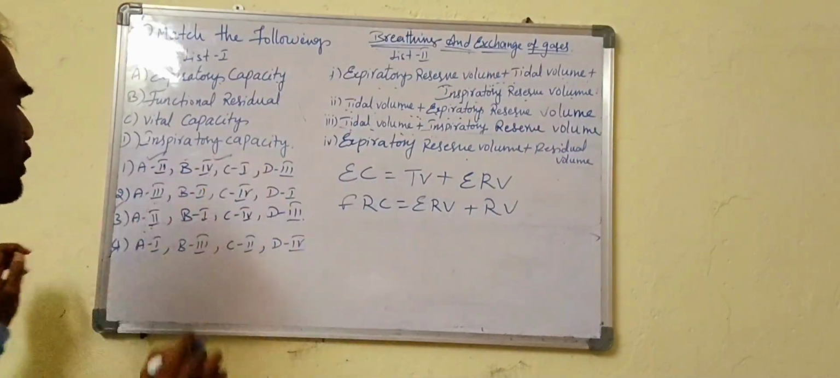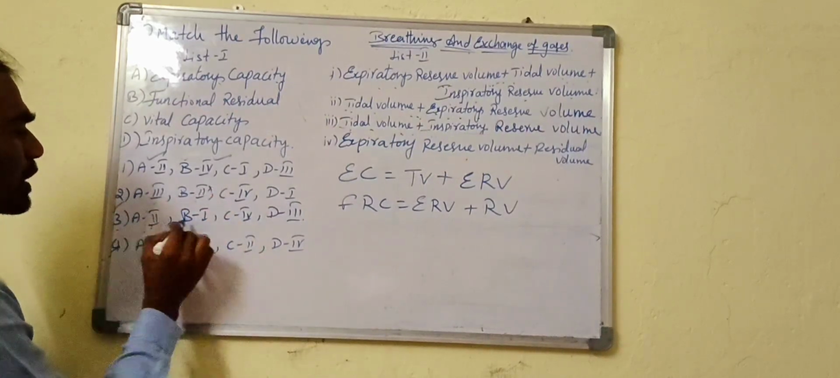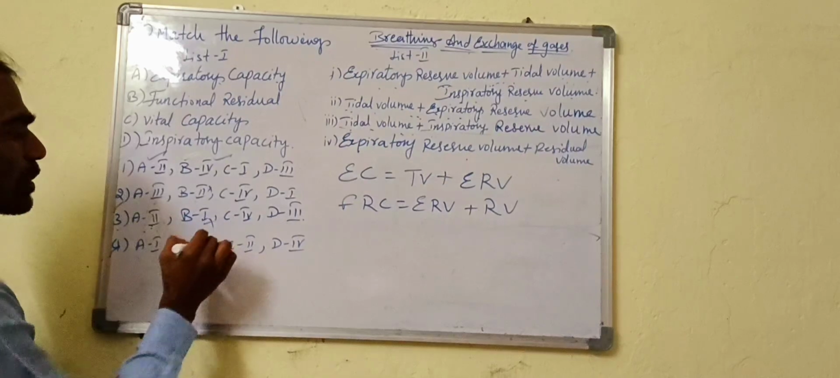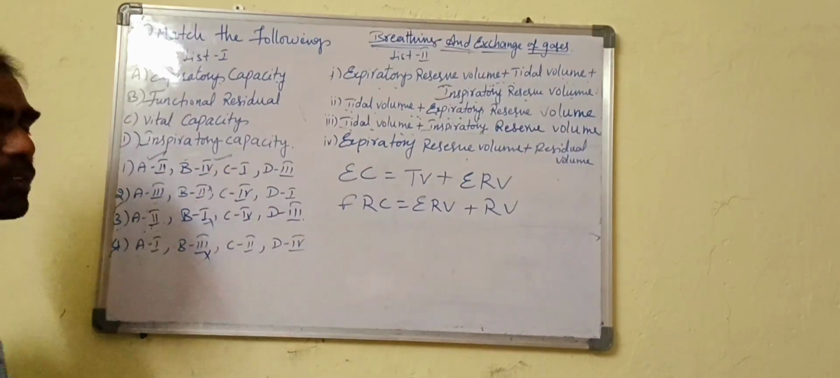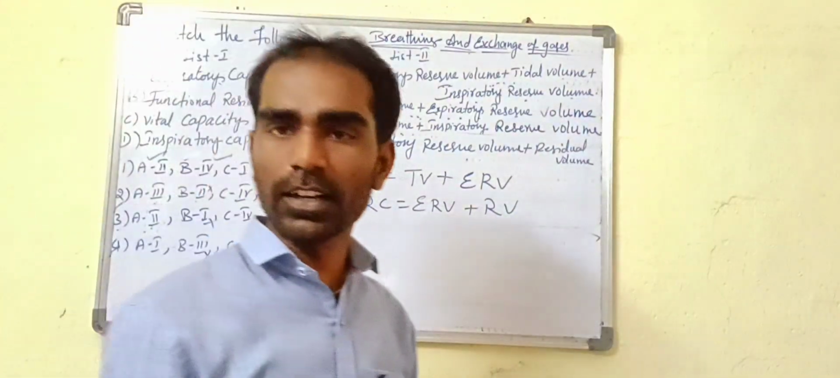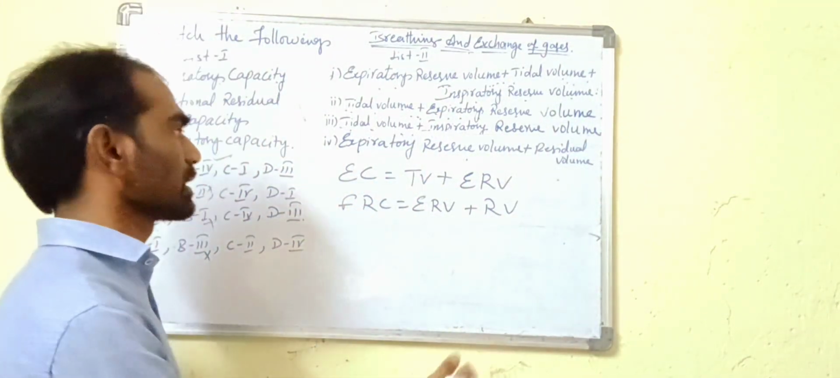Now you see in option 2, B is indicating 2, so this is wrong. Option 3, B is indicating 1, so it is wrong. Option 4, B is indicating 3, so this is wrong. So already we got the answer here, right? Moreover, some may have doubts, so let us see that also.